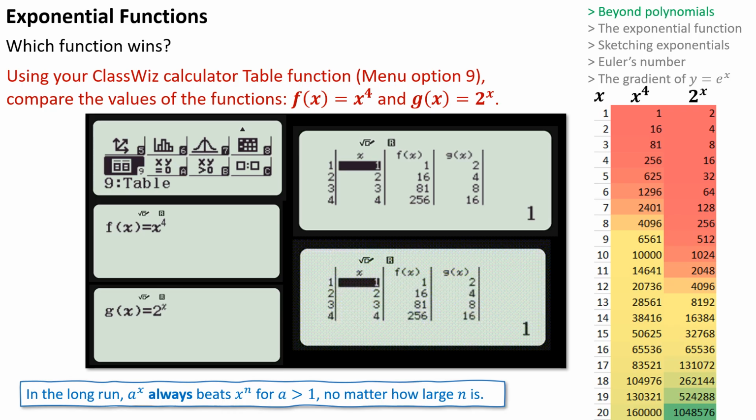A to the x, no matter what a is, as long as it's greater than 1. Ask yourself what happens if it's equal to 1, what happens if it's less than 1 if you're curious, but provided we're dealing with a base which is greater than 1, 1.1 would do, 1.7 would work even faster, but anything bigger than 1, it will always beat any polynomial function, x to the n, no matter how big n is.